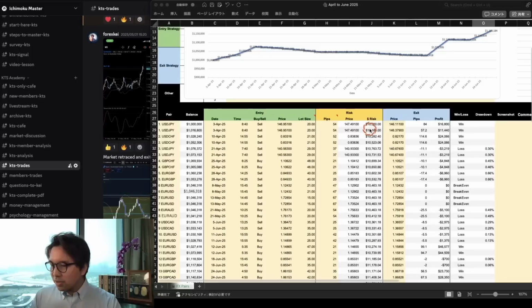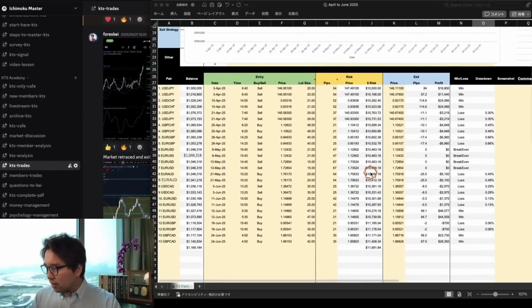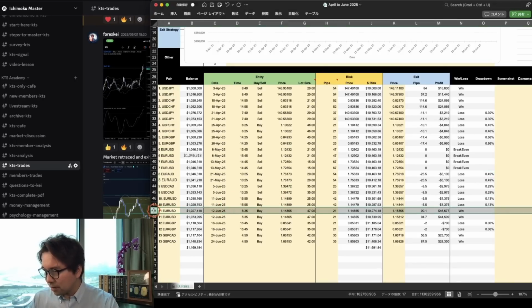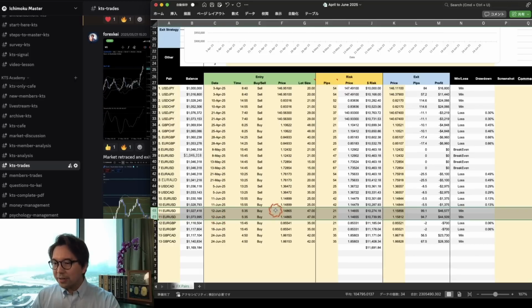So now let me show you one of my winning trades. Let me show you one of my best trades, which I took on the Euro USD on the 12th of June. I noticed, maybe you have noticed also, that in the month of June we had so many big trends on Euro pairs. So I was trading Euro USD a lot.